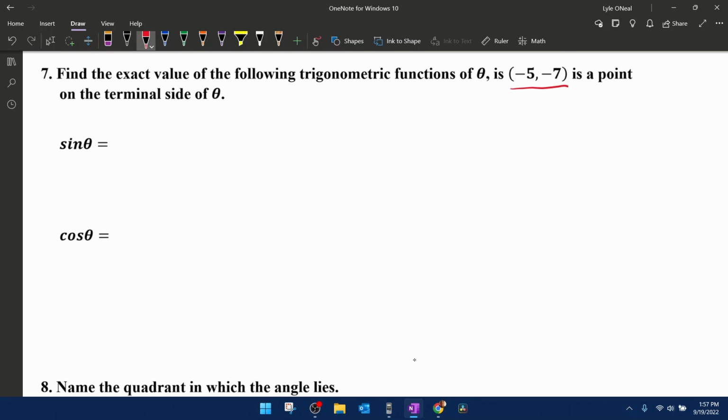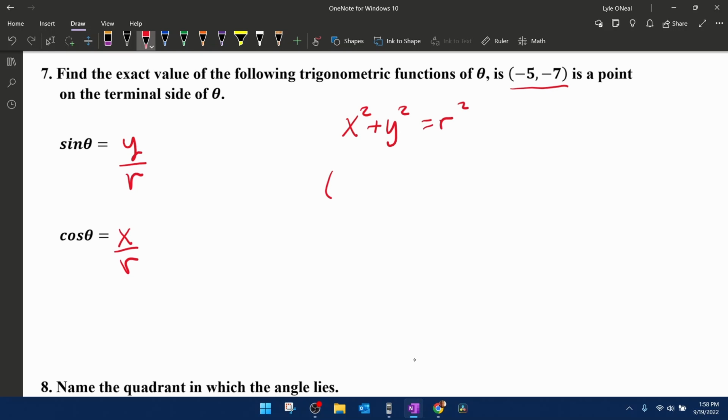Next, number 7, find the exact value of the following trigonometric functions of theta, and they give me an ordered pair, but they do not specify that it is on the unit circle. So the first thing I want to find is the radius, and then if the radius is 1, we know sine is y, cosine is x. If the radius is not 1, then sine is y over r, and cosine is x over r. So we're going to use the Pythagorean theorem to find the radius and see if it is 1 or not.